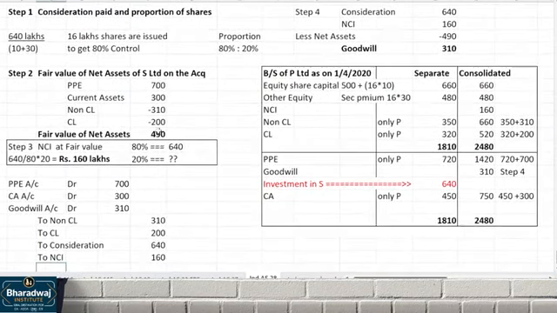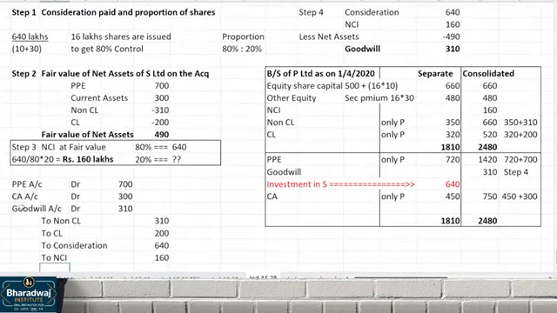This entry also will tally, because goodwill is the balancing figure here. If a journal entry is asked, we can pass it. How is the consideration paid?